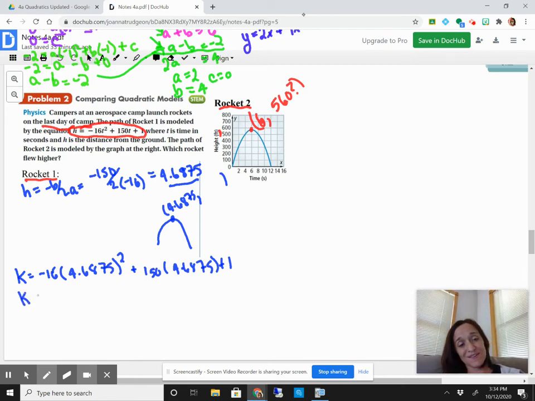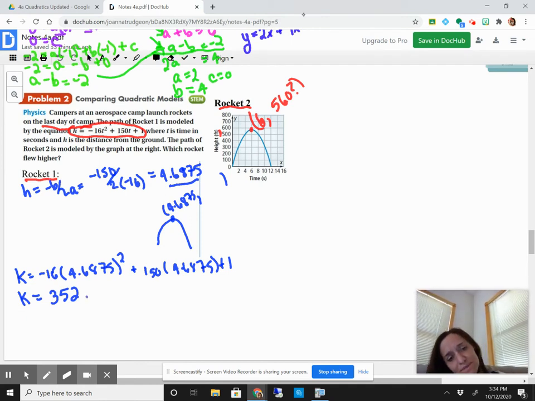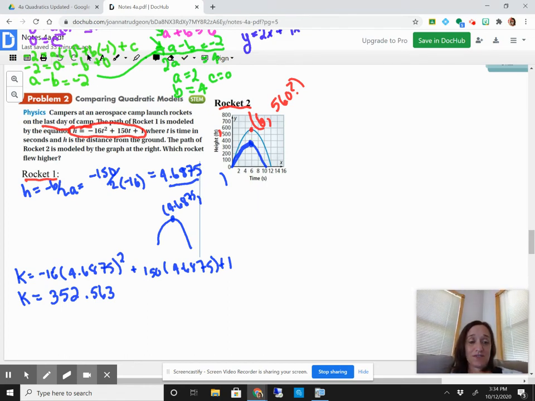K equals, this is disappointing, 352. My dog's going crazy. There's just some loud trucks going by. 352 point, I believe my handwriting says 563. So it only goes up to like 350. That's like right about here at like about 4. So this rocket kind of did this. That was rocket 1. Rocket 2, way better.